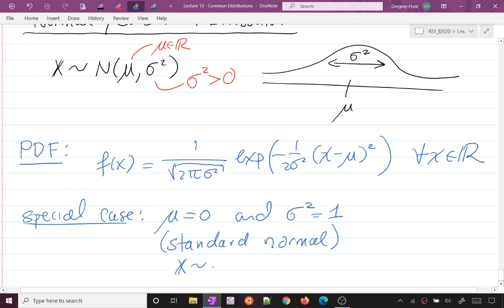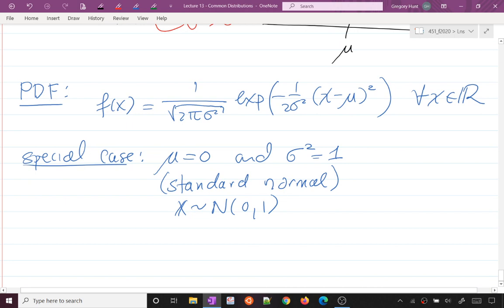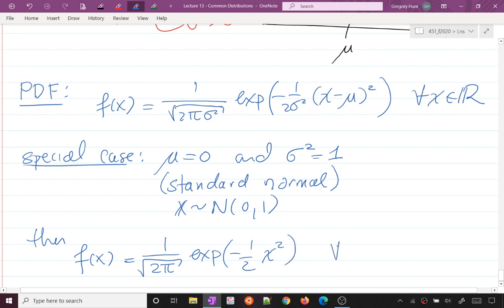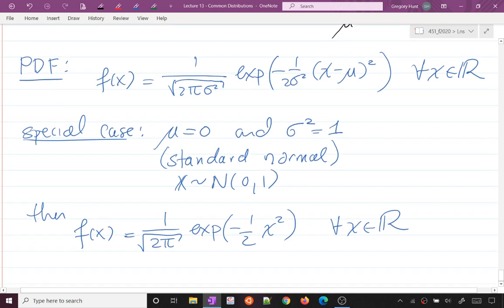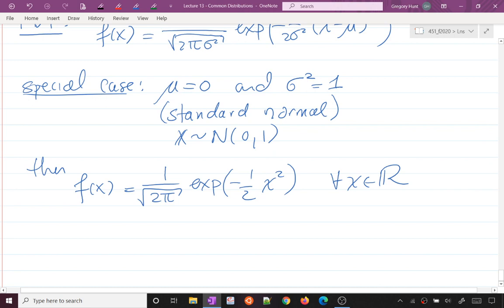So we'd say x is distributed normal 0, 1, which is typically how people say it. In this case, my PDF is much simpler: 1 over root 2 pi, exponential of negative 1/2 x squared. And this is for any possible x. So it's kind of a simpler case. This is the stuff we talked about.